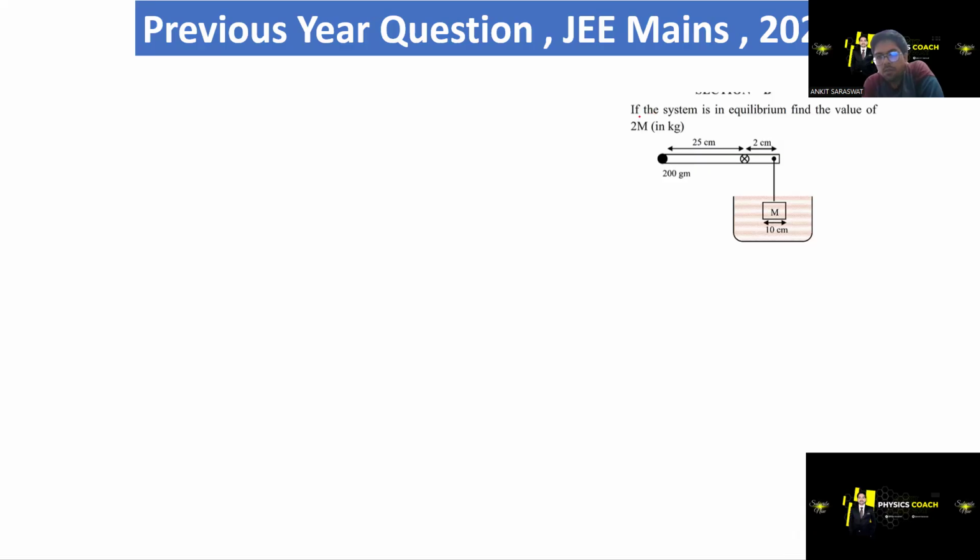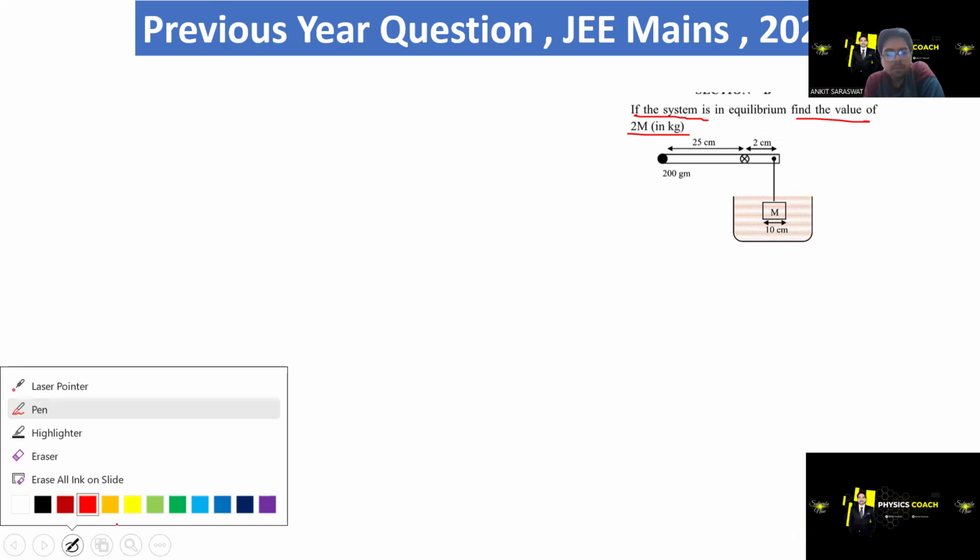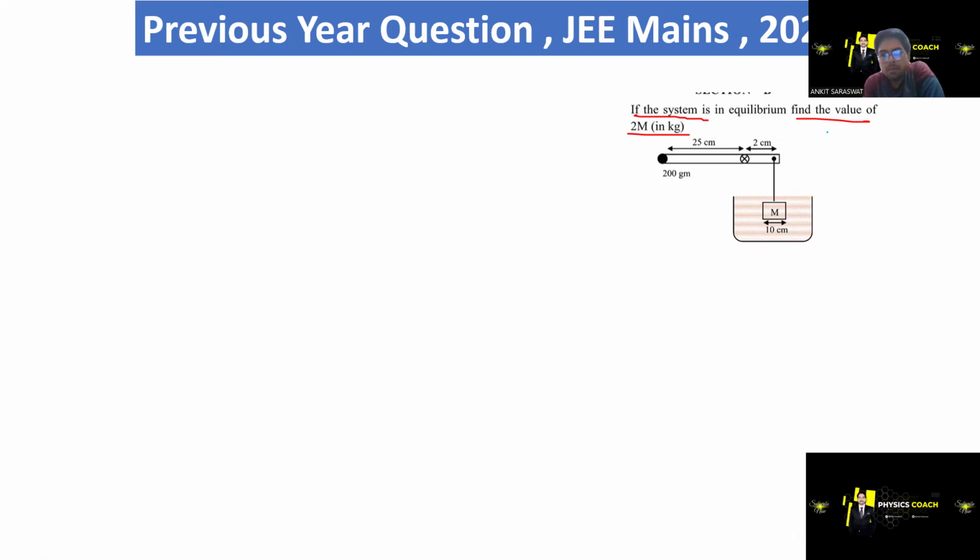So I have given this question: if the system is in equilibrium, find the value of 2m. This entire system is in equilibrium. So what is the meaning of this term, equilibrium? It means that net force is zero, net torque is zero. Resultant torque, resultant force is zero. That is the meaning of equilibrium.